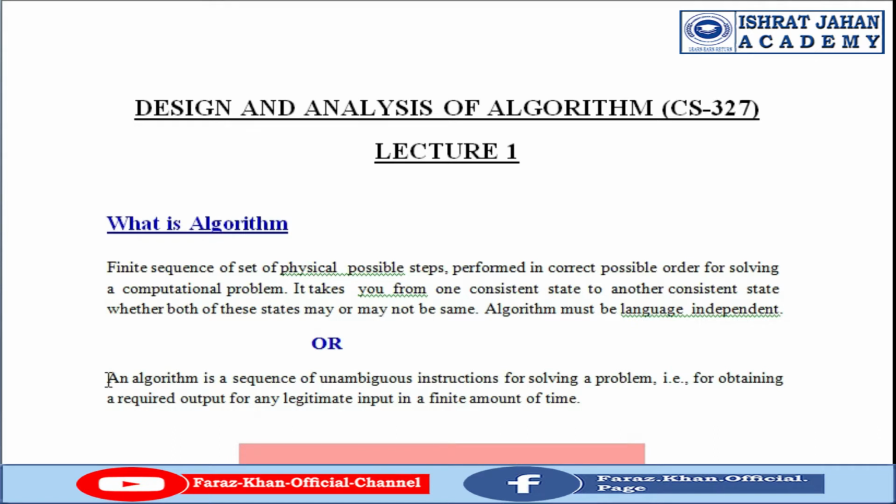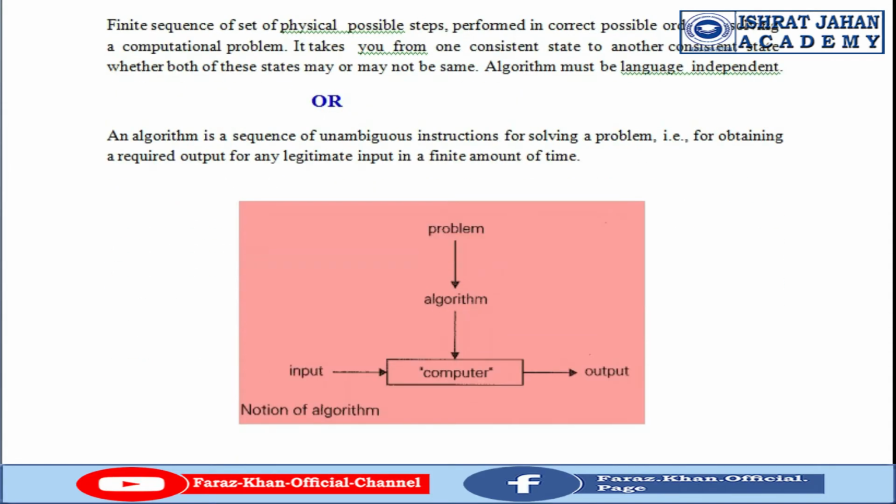The other definition of algorithm: an algorithm is a sequence of unambiguous instructions for solving a problem, for obtaining a required output for any legitimate input in a finite amount of time. Unambiguous means the instructions must be clear and must not have any ambiguity. We may also retrieve many other definitions of algorithm. For now, we have studied these two definitions.